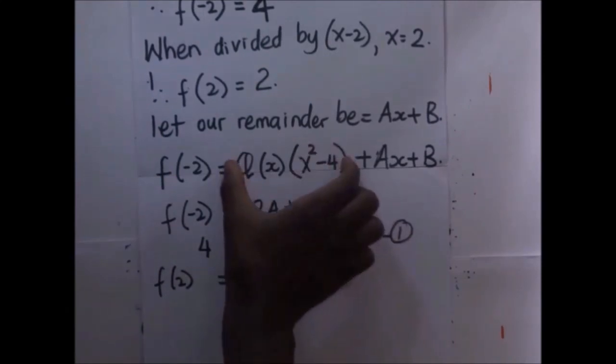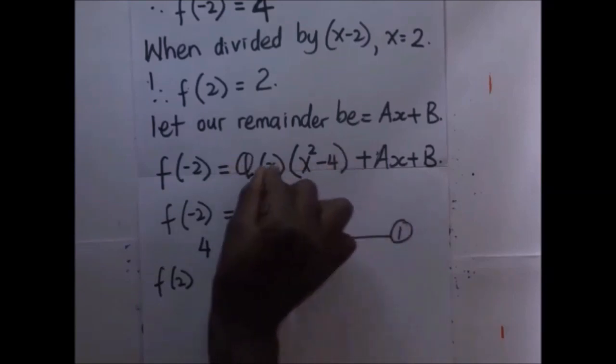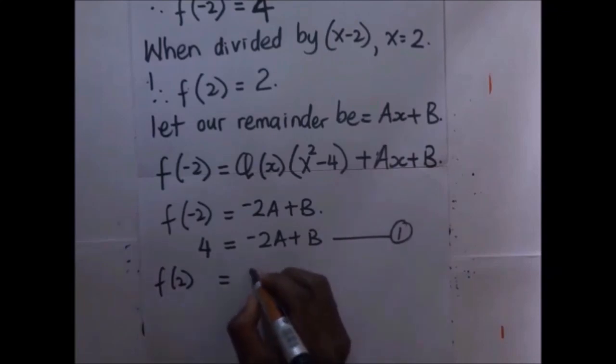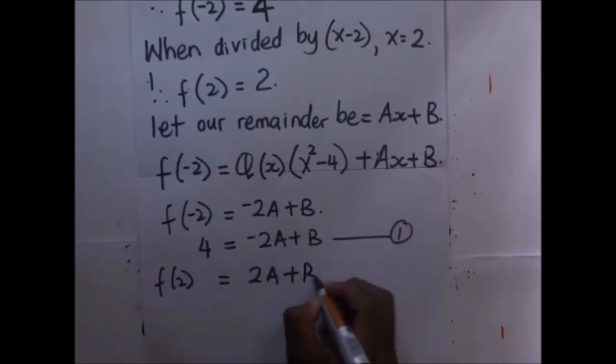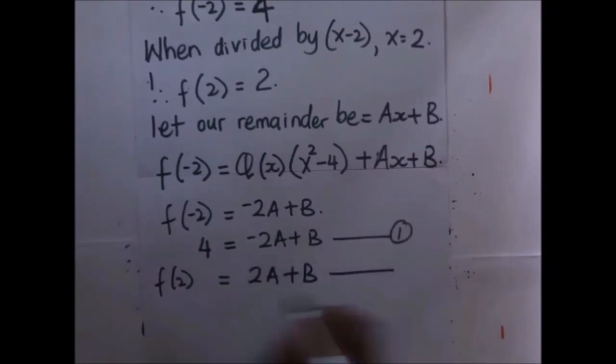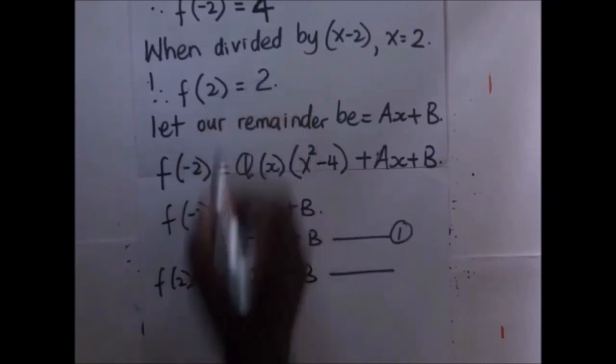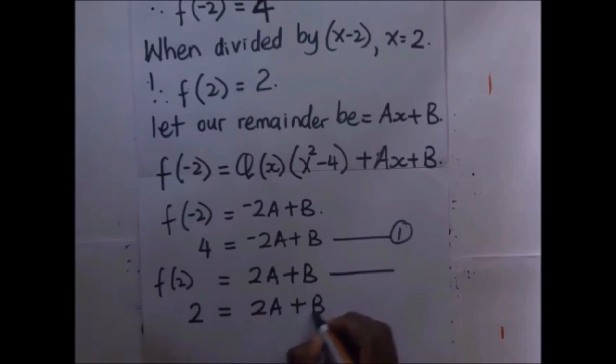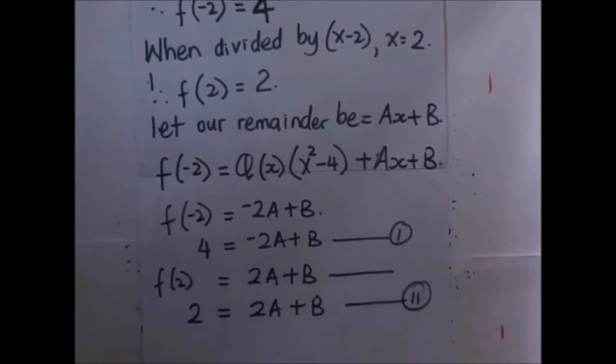So it means this whole term is going to die. 0 times this is all 0. We remain here with 2a plus b. It's going to give us 2a plus b. It means that our function of 2 gives us 2, so 2 is going to give us 2a plus b. That's our equation 2.